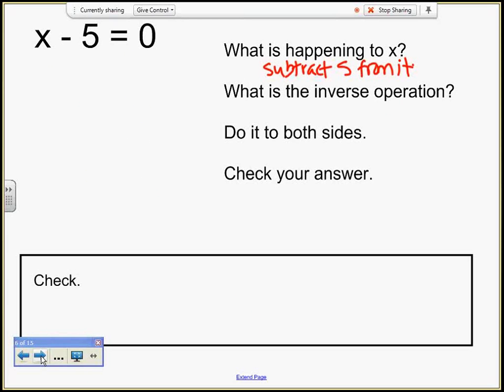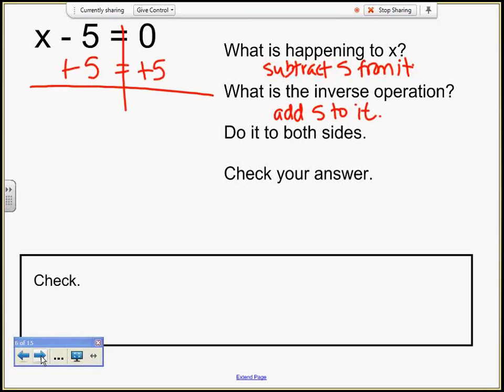Okay, what is the inverse operation? Oh, let's add 5 to it. So let's add 5 to it. If I do it to one side, I've got to do it to the other. And I end up with x plus 0 is equal to 5. That means that x is equal to 5.